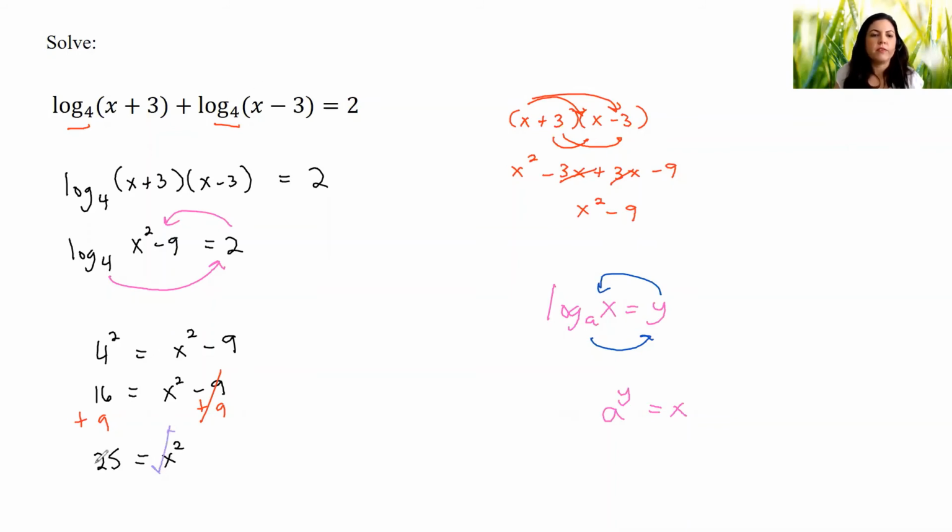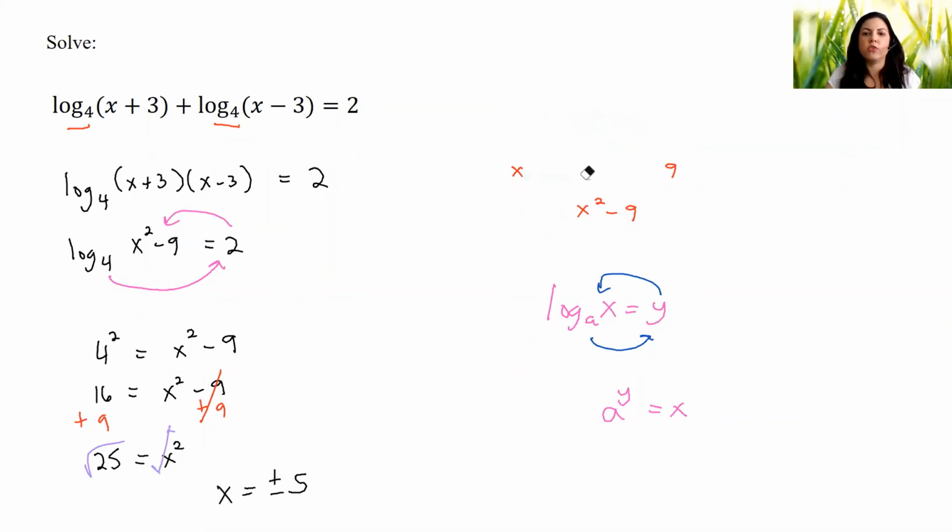So if I take the square root here and the square root here, we get plus or minus. So x equals plus or minus the square root of 25, which is 5. And I want to check my answers because that's always good practice, to make sure that your solutions work in the original equation. So now that I've gotten some solutions, I'm going to check those.